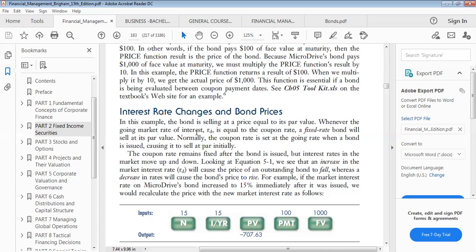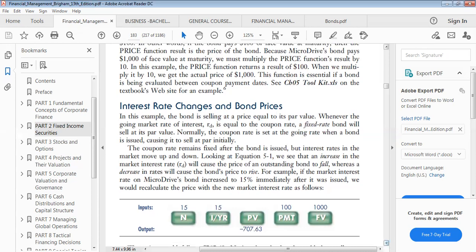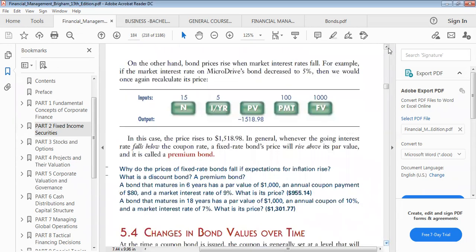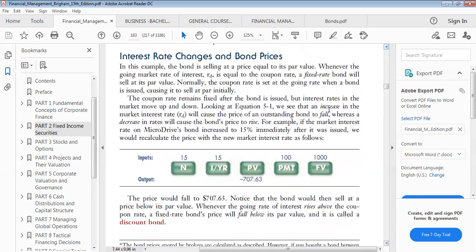Again, an increase in RD, which is the market interest rate, will cause the price of an outstanding bond to fall, whereas a decrease in interest rates will cause the bond's price to rise. For example, if the market interest rate on the Microdrive bond increased to 15% immediately after it was issued, we will recalculate the price with the new market interest rate as follows.